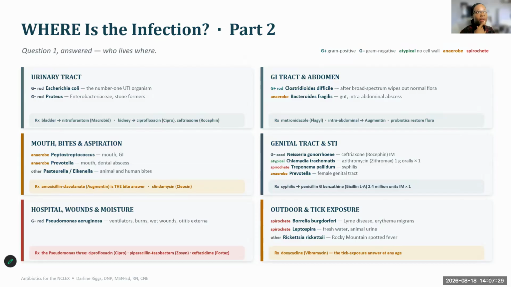So intra-abdominal abscess, those definitely are the metronidazole, like Flagyl. If we're talking intra-abdominal, Augmentin, and don't forget the probiotic post. If we're talking mouth, bites, aspiration, then your anaerobes, again, are great for those conditions. Your streptococcus, mouth, GI, again, imagine a dark area, very little oxygen. Prevotella, mouth, dental abscess.